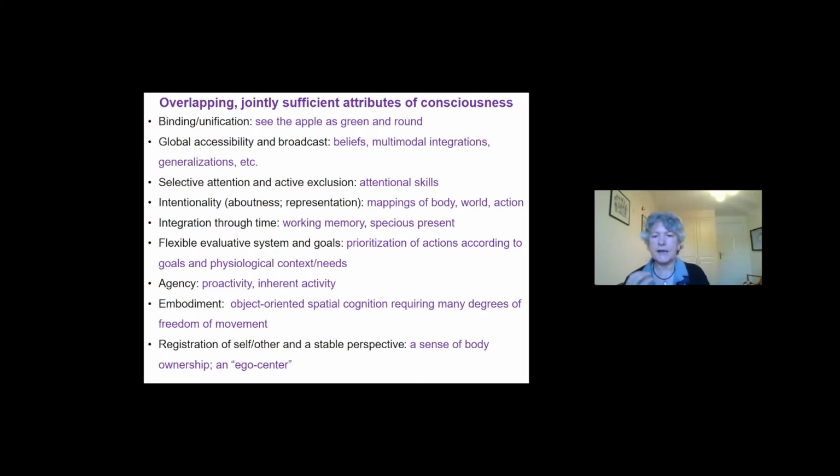There is agency. There is inherent activity. It's not just a reactive system, it's a proactive system. There is embodiment, and here we mean that there is object-oriented spatial cognition that requires many degrees of freedom of movement. And there is registration of self and other and a stable perspective, a sense of body, of ownership, what Metzinger calls an ego center.